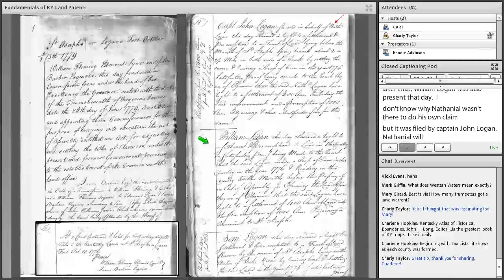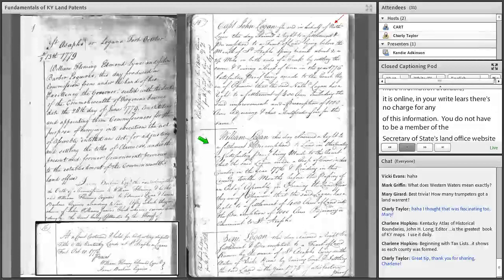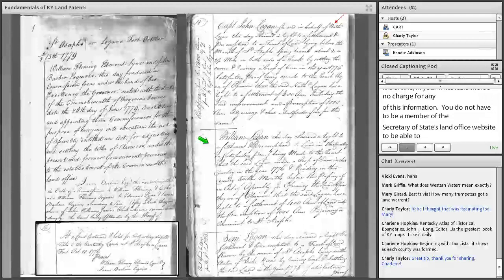So this can be an interesting way to have more information available. It is online in your libraries, and there's no charge for any of this information. You do not have to be a member of the Secretary of State's Land Office website to be able to access this information. Your tax money paid for it. You need to be able to have access to it.